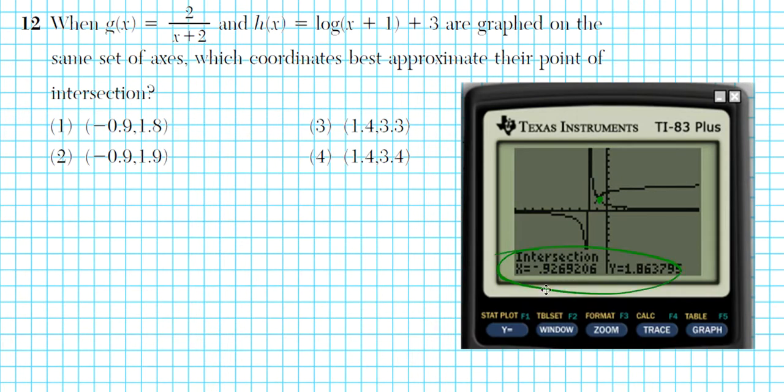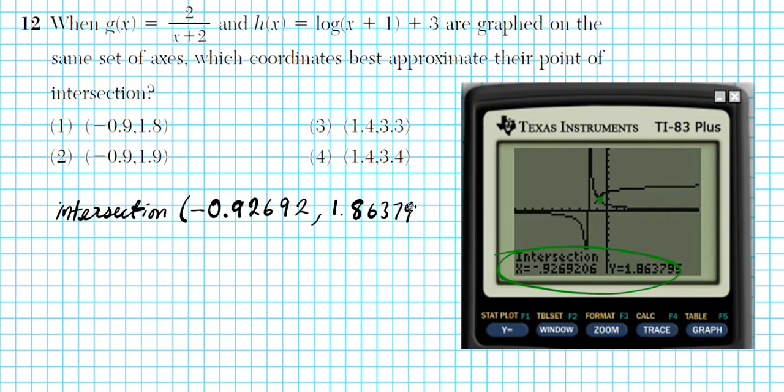Okay, and then the ordered pair that corresponds to that point is, so the intersection is negative 0.92692, comma 1.86379.